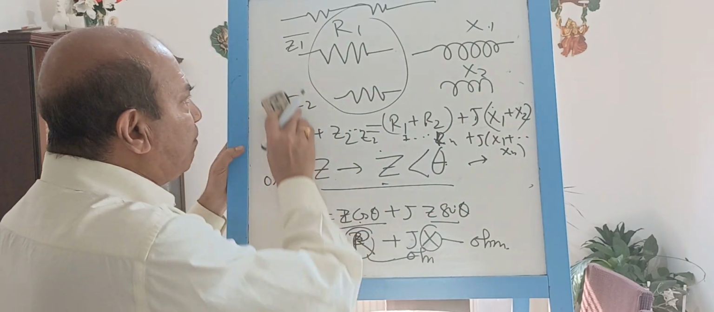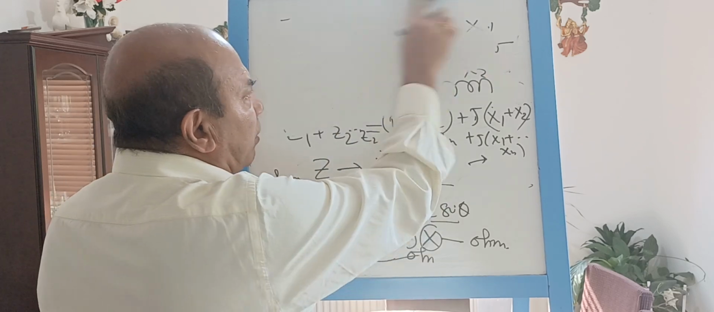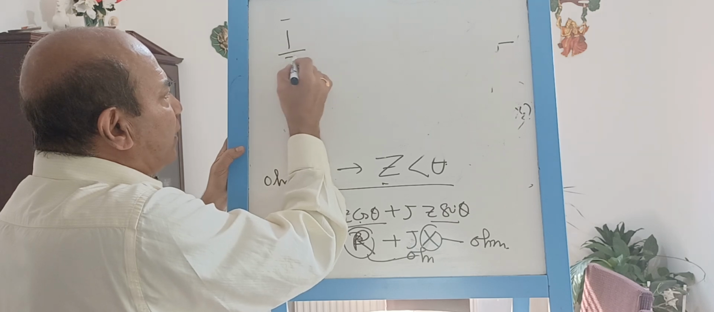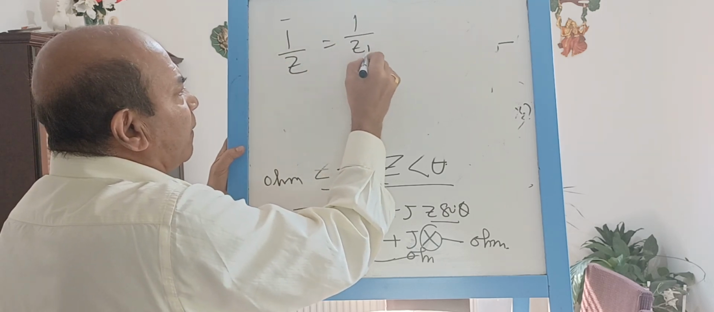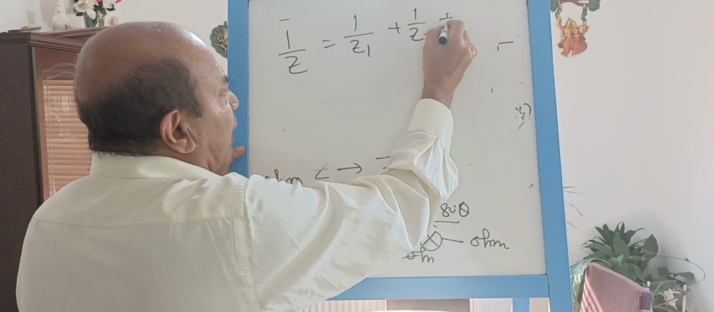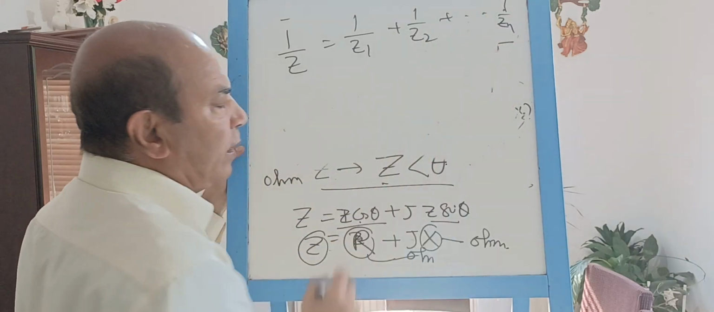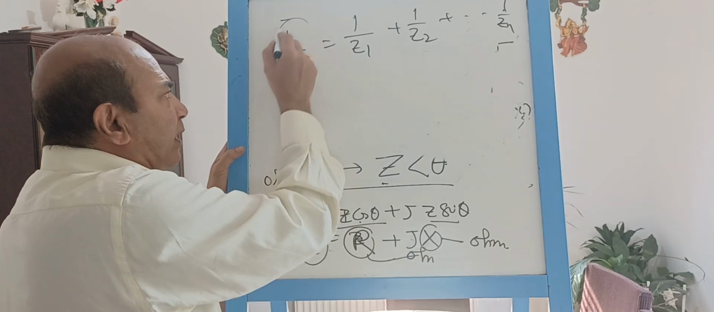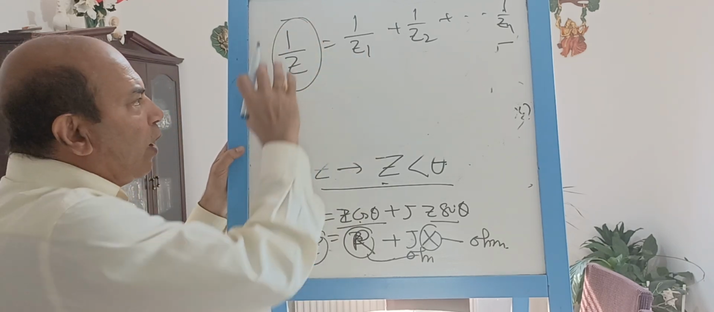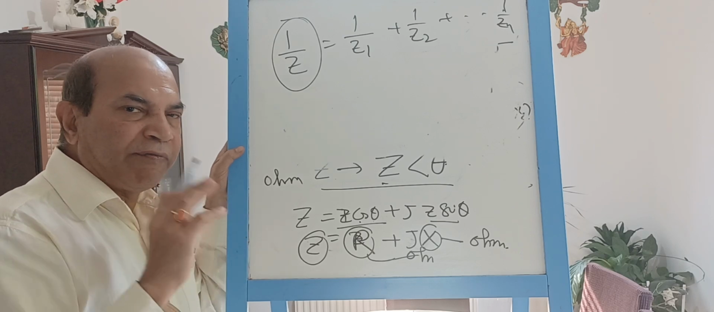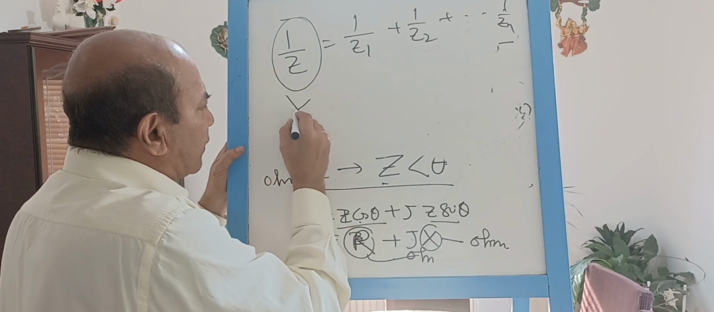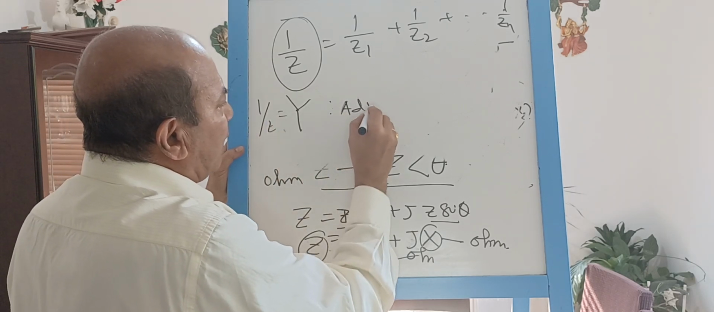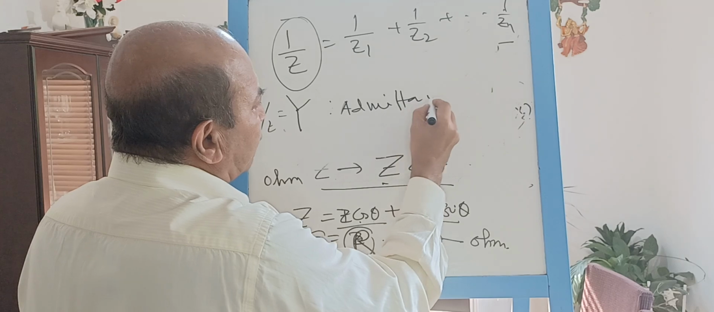Now in case of impedance connected in parallel, it will be different. We know that for impedances connected in parallel, the equivalent impedance is given by 1 by Z equals 1 by Z1 plus 1 by Z2 plus ... plus 1 by Zn. In the parallel circuit, this 1 by Z we define in a different way. We call 1 by Z admittance.